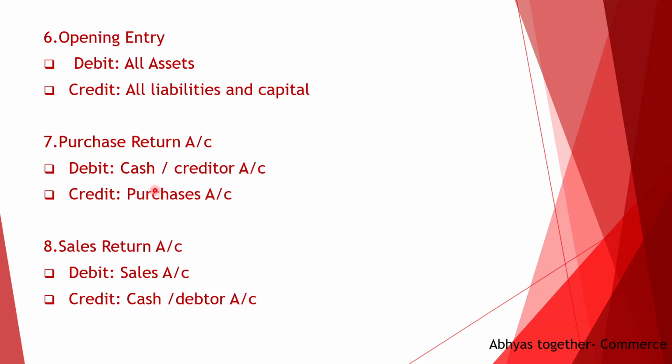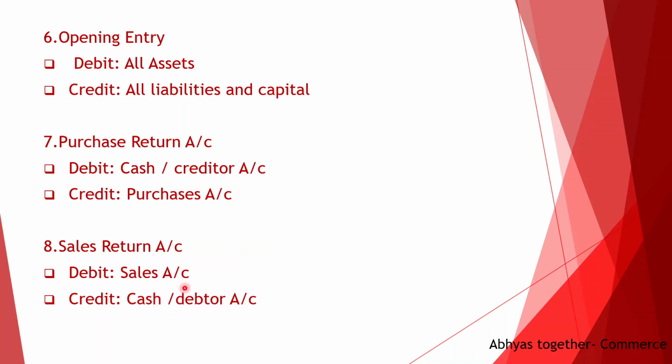Then the sales return. Similarly, when I have sold something, if it is damaged, definitely my customers will return those goods to me, right? Then this will be exactly opposite to the sales entry. We will debit the sales account because my goods are coming inside, and credit the cash or the debtor account, because I need to return the cash to them.